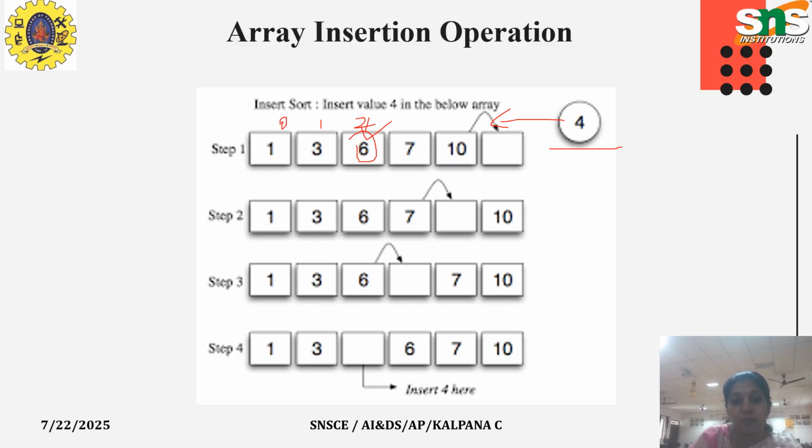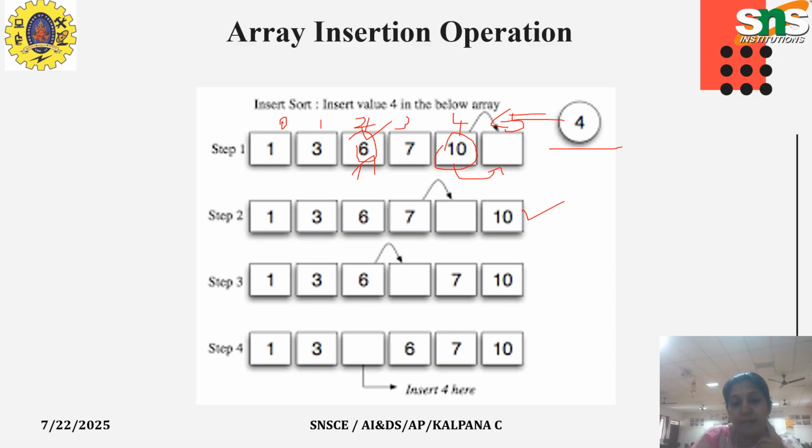Now I am going to insert 4 at location 2. I have to make the second position empty. How do we do that? As I told you earlier, we have to right shift the elements from the last. Our last element is 10. I am going to move this element to the next position, from the fourth position to the fifth position.